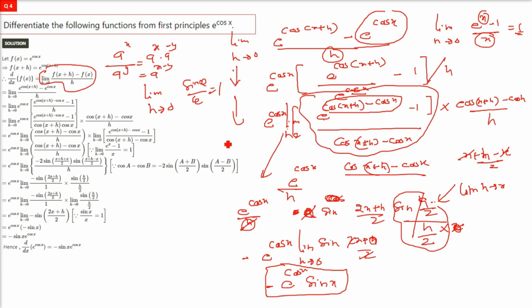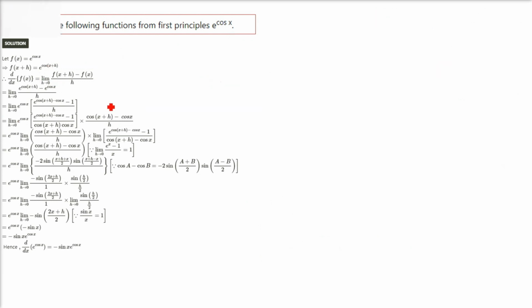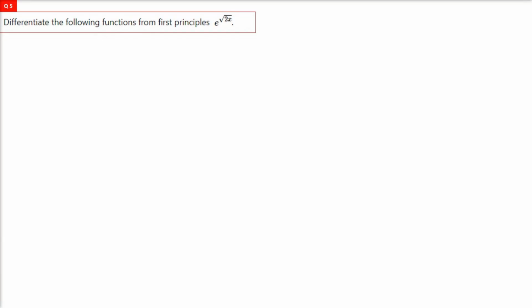Okay. So this I have skipped limit h tends to 0 sometimes, division by h also skipped sometimes, but when I actually required it, I introduced it. The logic I told you, and this type of question should be solved like this.